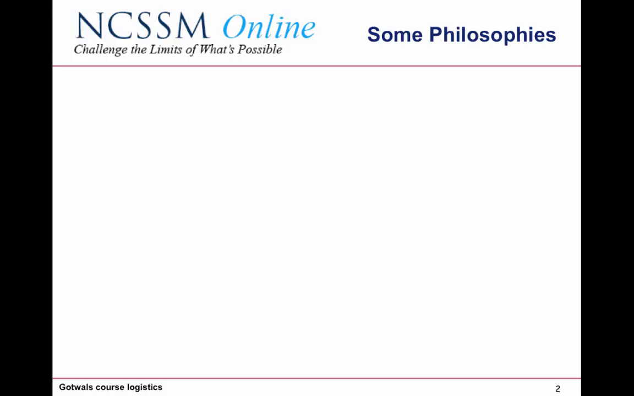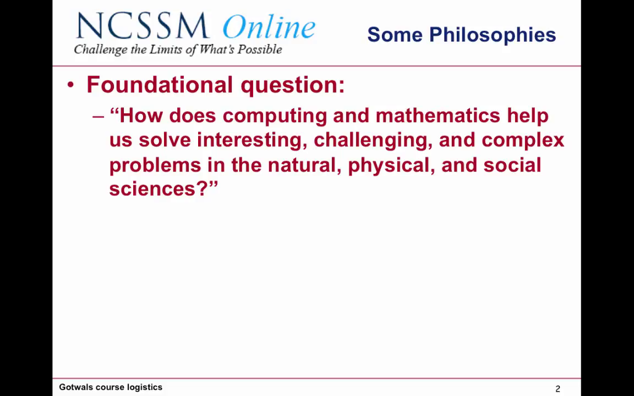Some quick philosophies about my courses. The foundational question that I want you to be able to answer by the end of the course or courses that you take is, how does computing and mathematics help us solve interesting, challenging, and complex problems in the natural, the physical, and the social sciences? So basically, by the time you're done taking one or several of the computational courses, you should be able to talk about how computing and mathematics help us to solve problems in a wide variety of areas.